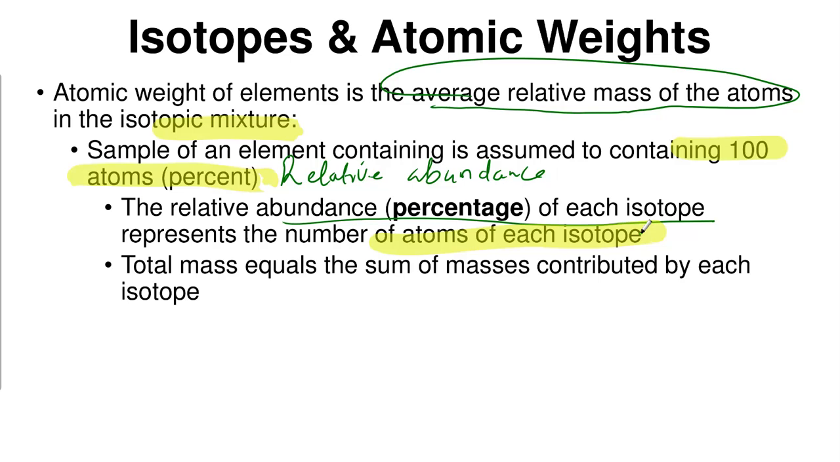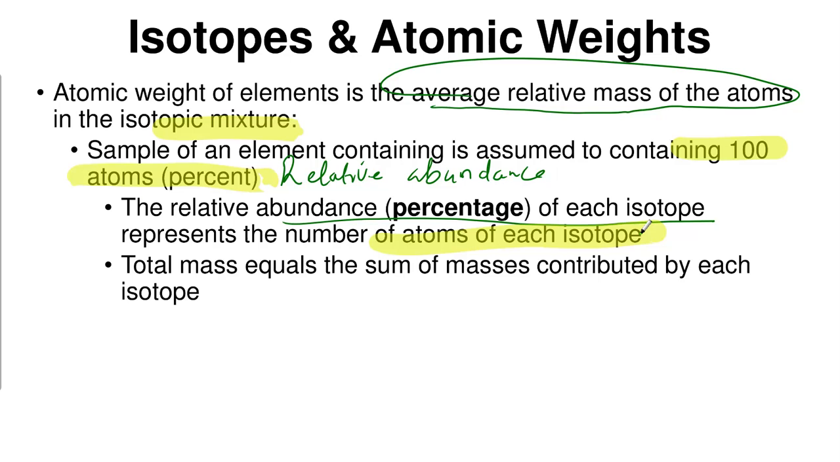So the total N, like if you're doing your statistics, the total number of outcomes, is usually equal to what? The sum of each of those masses contributed by each isotope. In this case, you add the two relative abundances together in percentage to give you 100 outcomes. And then you multiply the mass of each of them with what? The relative abundance. So what are we saying here?